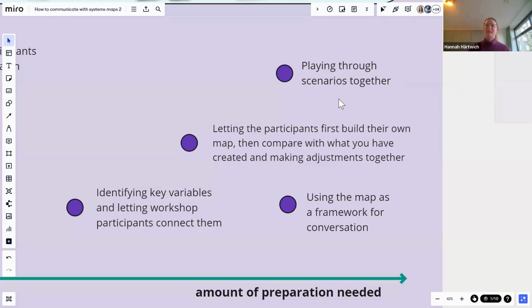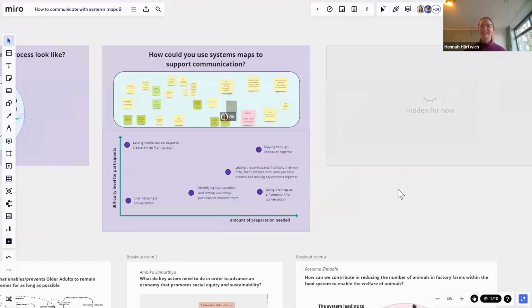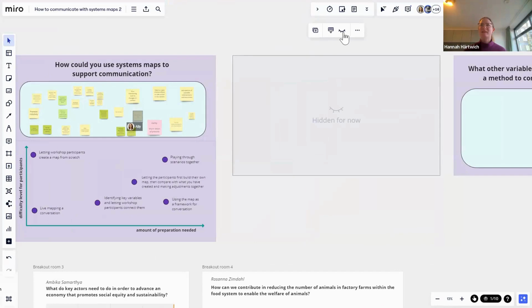We can also use a systems map that has been created before to, together with the group, play through scenarios. So we think about, okay, if this happens, how would the system react? These are just some examples. Really, only our creativity is the limit to how we can work with this.